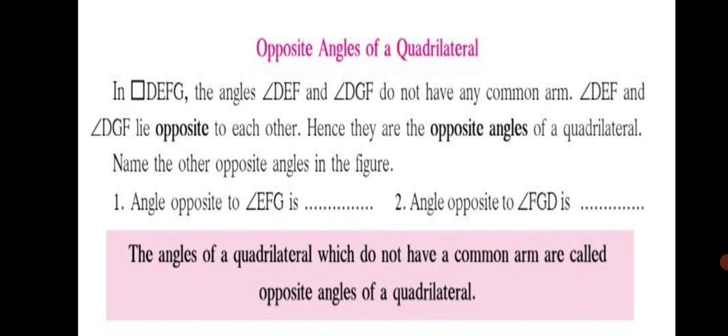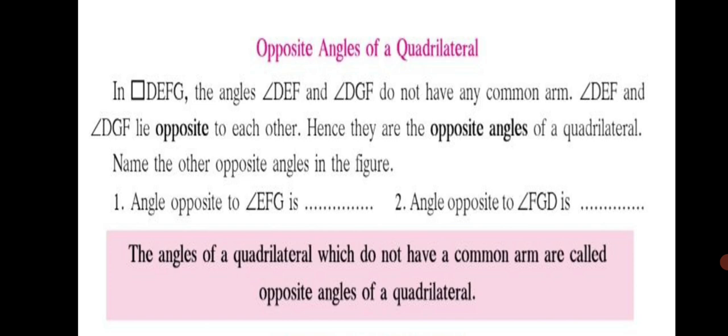So name the pairs of opposite angles in the figure. Angle opposite to angle EFG and angle opposite to angle FGD. The angle opposite to angle EFG is angle EDG, and the angle opposite to FGD will be angle FED. You can do this activity in your textbook on page 83. The angles of a quadrilateral which do not have a common arm are called opposite angles of a quadrilateral.